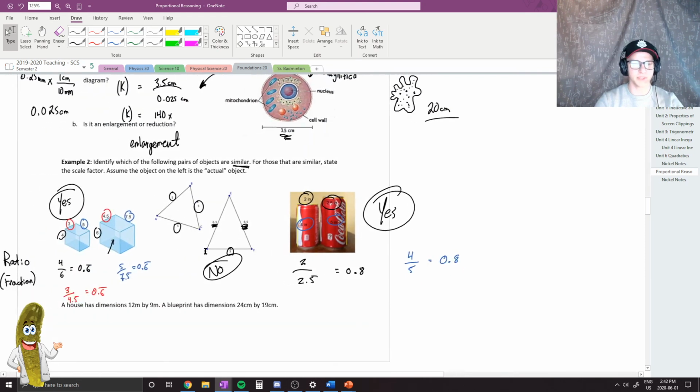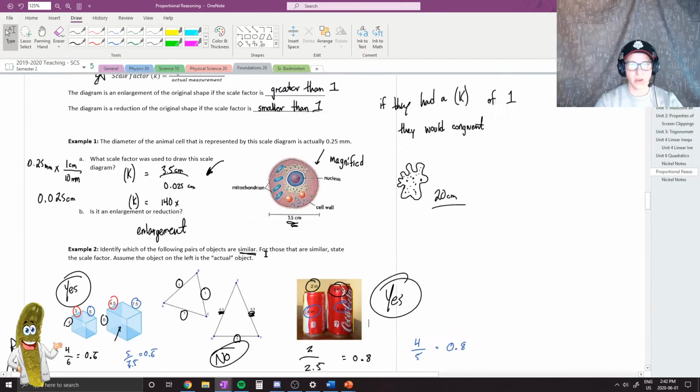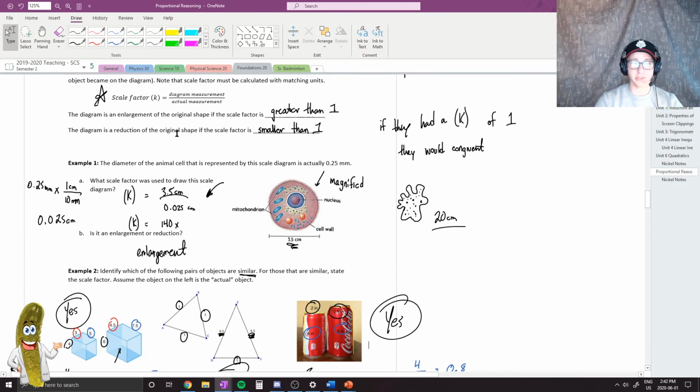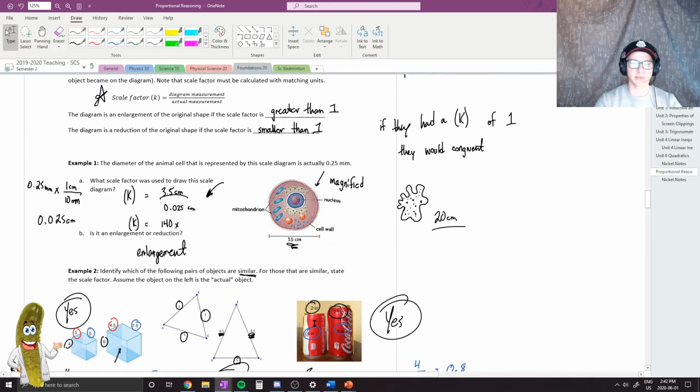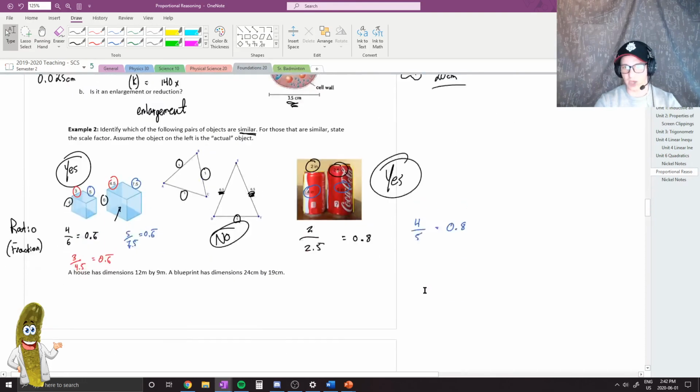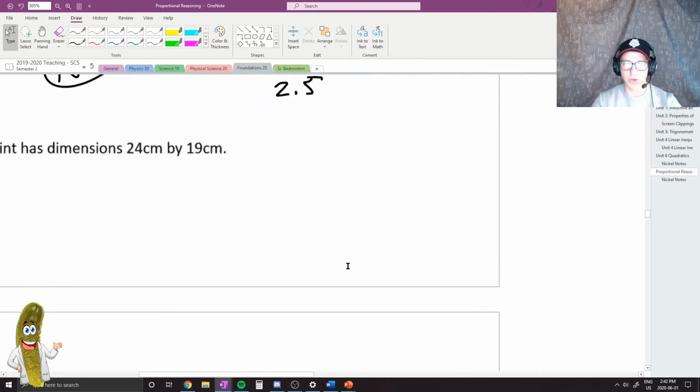So all I'm doing with these questions, there's one last one that we'll get to, is using this scale factor formula. But what I'm doing is I'm saying I don't really care if I put the smaller one up top or the bigger one up top. I could also compare them like this.